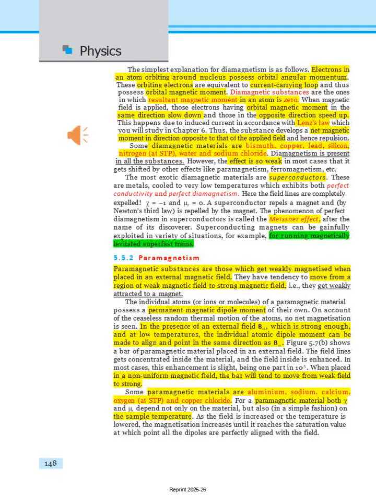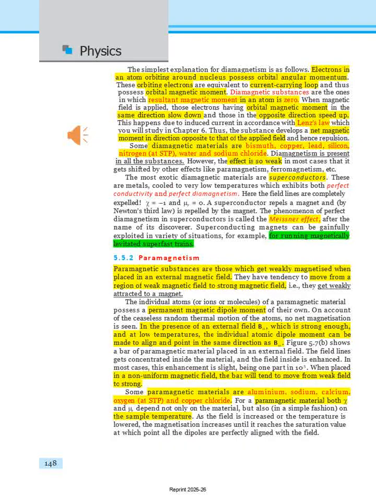Paramagnetism. Paramagnetic substances are those which get weakly magnetized when placed in an external magnetic field. They have a tendency to move from a region of weak magnetic field to strong magnetic field, i.e., they get weakly attracted to a magnet. The individual atoms, or ions or molecules, of a paramagnetic material possess a permanent magnetic dipole moment of their own. On account of the ceaseless random thermal motion of the atoms, no net magnetization is seen. In the presence of an external field B0, which is strong enough, and at low temperatures, the individual atomic dipole moment can be made to align and point in the same direction as B0.